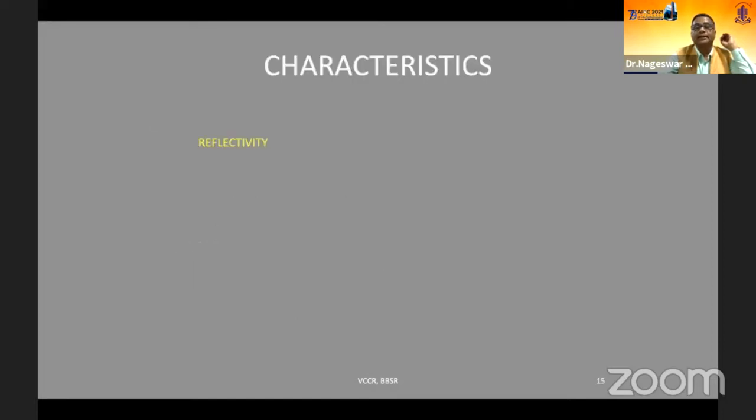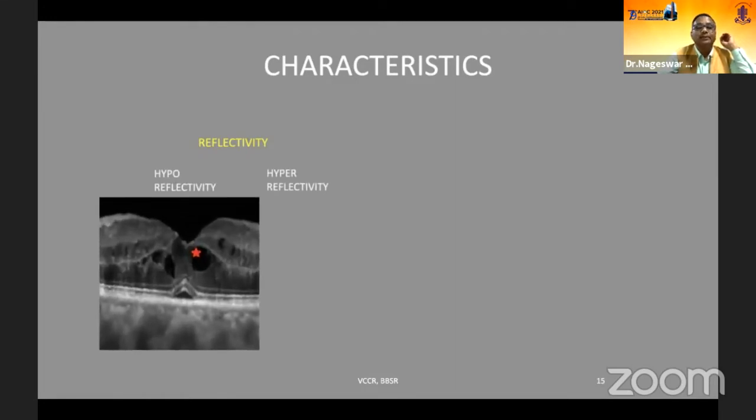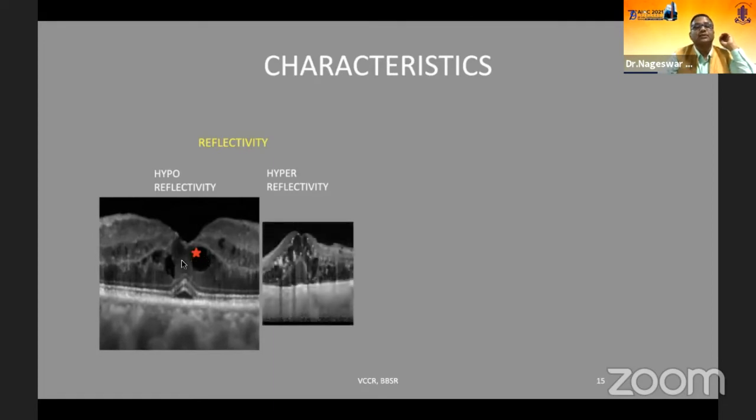We'll read it like this. The characteristics of reflectivity is either it may be hyperreflectivity or hyporeflectivity. Hyporeflectivity, we'll see somewhere the cystic spaces will be there. Fluid accumulation, whether diffuse or cystic, you will find this hyporeflectivity, where it appears as a dark zone. Here it is hyperreflectivity. You are seeing so many hyperreflective structures here. They appear as bright. So this is based on the reflectivity, and transmission.